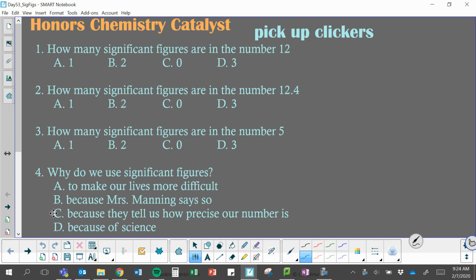So the answer for number 1, how many significant figures are in the number 12? Last time we did cover that. Our first rule for significant figures is that all non-zero numbers are significant. So 1 is significant and 2 is significant, so we have 2 total significant figures. For number 2, we have 1, 2, 3 total numbers, and they're all non-zero, so we have 3 significant numbers. And for number 3, we only have 1. And the reason we use significant figures is because they tell us how precise our number is going to be.